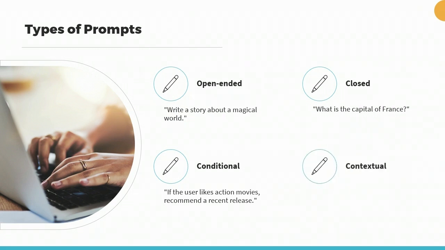Finally, we can have contextual prompts. These types of prompts use contextual information to generate a response and can be used to generate text that is relevant to a specific topic or situation. Examples of contextual prompts would include, write a paragraph about the benefits of exercise, or generate a product review for a new smartphone. Overall, the type of prompt that is most appropriate will depend on the specific use case and goals of the language model.